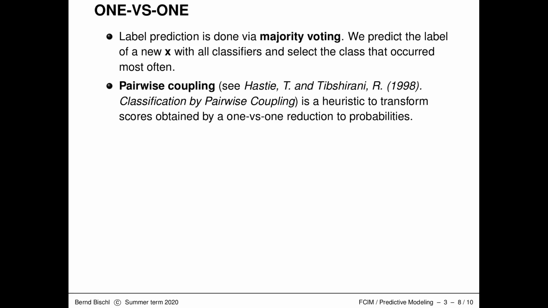There's also a more complicated technique to transform the scores of these binary classifiers into probabilities, which I will not cover here. So this is called pairwise coupling. And I've at least referenced the paper where this is explained.